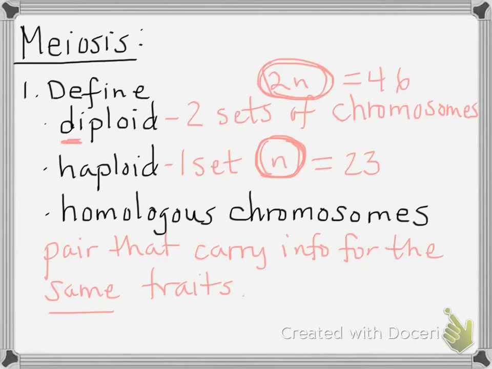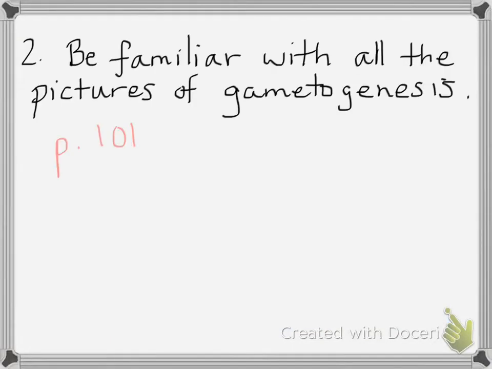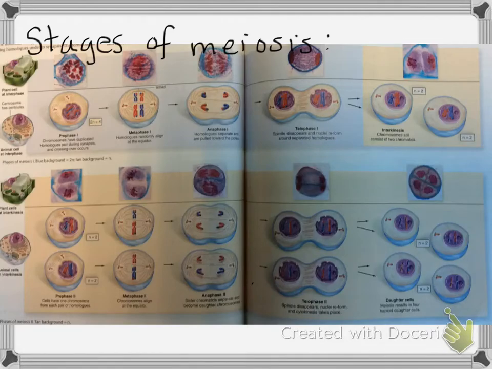Okay, and then I identified homologous chromosomes as a pair of chromosomes that carry information for the same traits. You were telling me one came from mom and one came from dad. So that's a real quick repeat. Okay. That was to remind me to tell you to look at pages 96 and 97 for the stages of meiosis. That picture right there is from pages 96 and 97, stages of meiosis. So take a look at that.